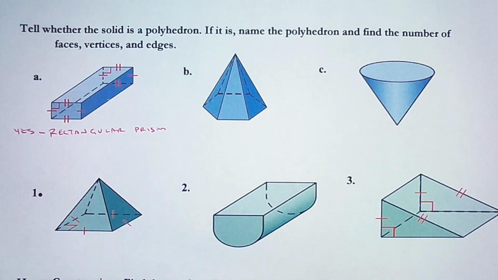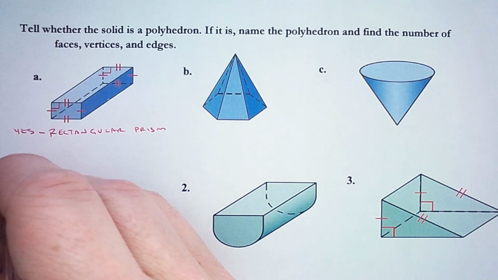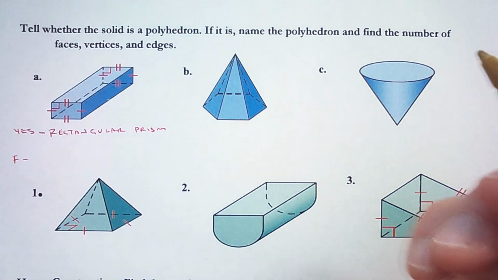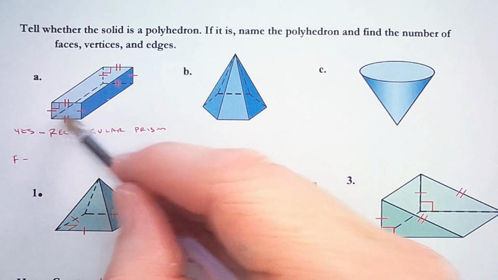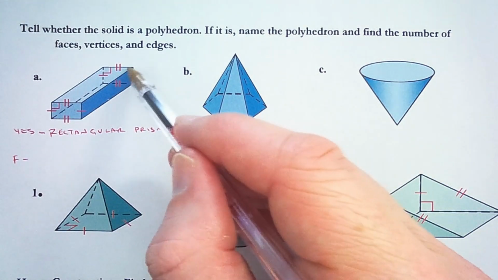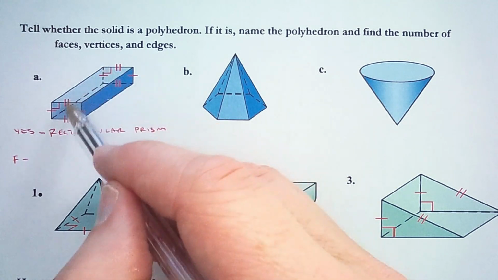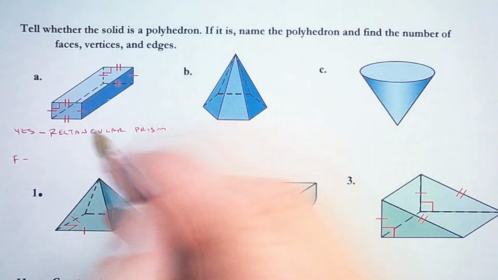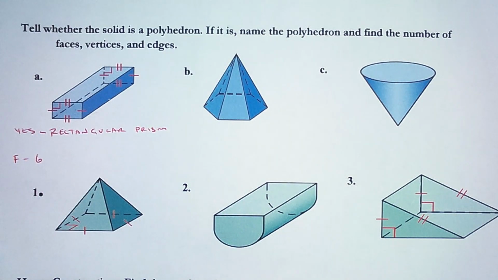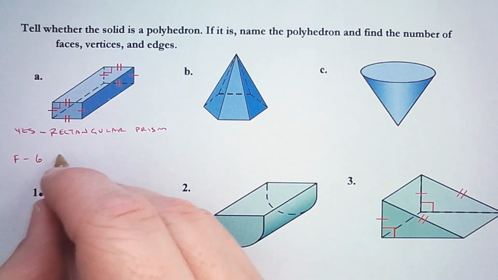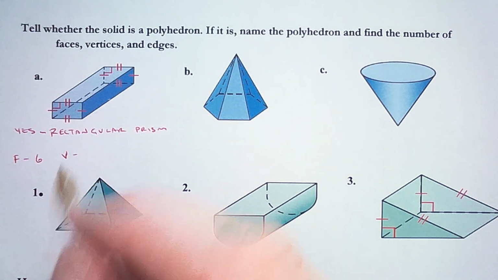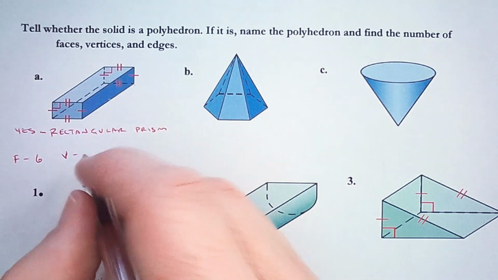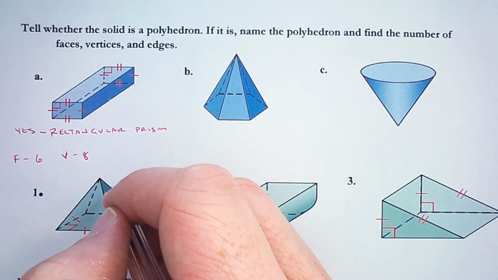Okay, so next we're going to count the faces, vertices, and edges. So the number of faces, that's all of the polygons that are on this thing. I've got one here in the front and one in the back, and then I've got a top, a bottom, a left side, and a right side for a total of 6 faces. Okay, the vertices, those are all the corners. So we're going to count all the corners. I've got 1, 2, 3, 4, 5, 6, 7, 8 vertices.